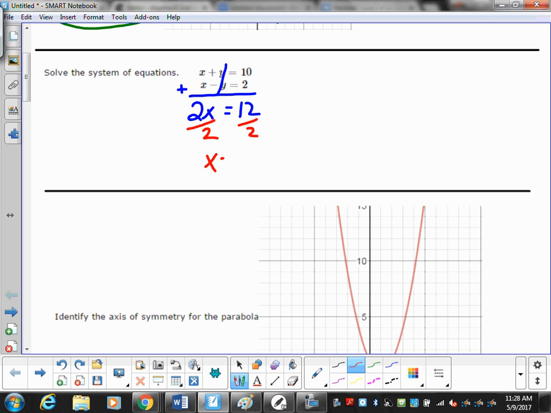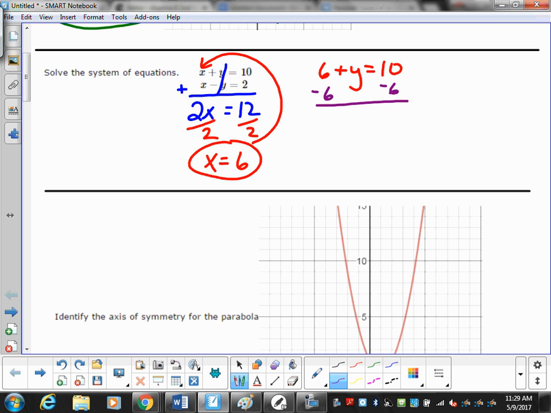Okay. There are two variables, x and y, that we need to solve for. And so what I do now is I take this x equals 6, and I plug that 6 back in for x in that first equation. So I have 6 plus y equals 10. And to solve for y, I just subtract 6 from both sides, and I get y equals 4. So my solution to that system is, once again, x comma y, so it's (6, 4).